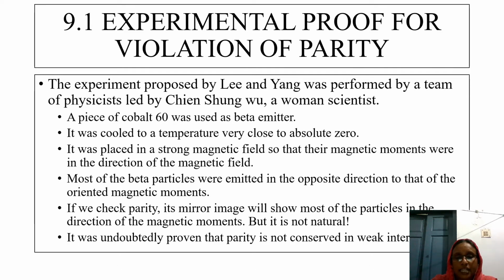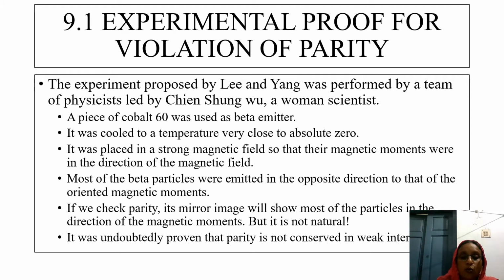Then, the experimental proof for this parity violation. After the proposal of the experimental method by Lee and Yang, a team of physicists led by Chien-Shiung Wu, a woman scientist, tested this prediction. They used a piece of cobalt 60, which acts as a beta emitter.